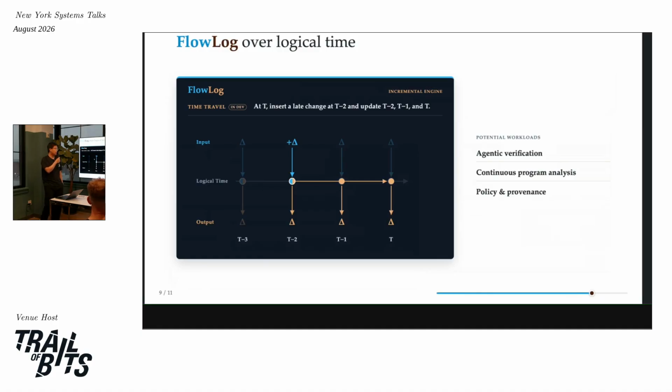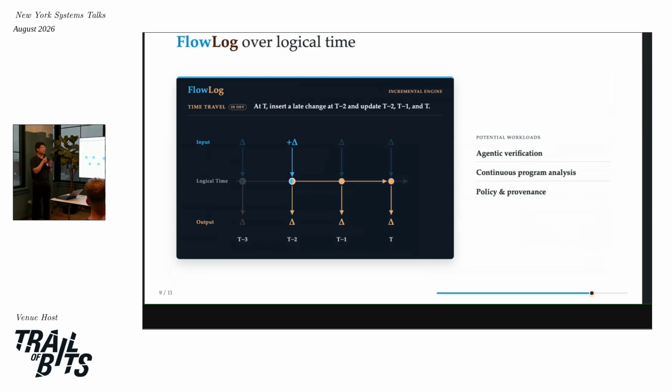This feature can potentially support some agentic verification. There is actually a paper using Flowlog for this, like submitting. Another is that we can support more powerful continuous program analysis and also support policy and provenance.